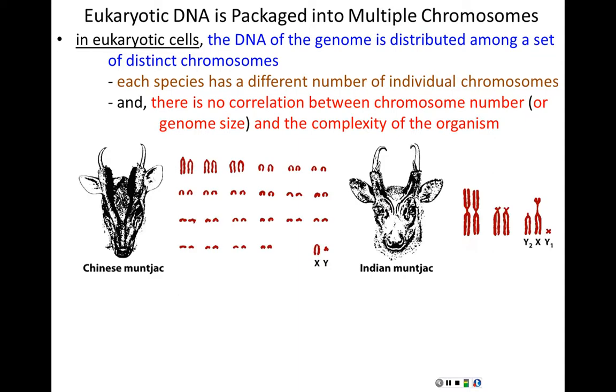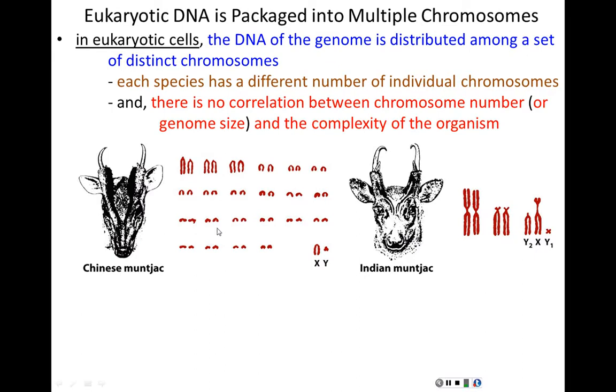We'll highlight that in a number of different ways, but first we'll look at these muntjacs, if that's how you pronounce them. These are kind of like a deer-type, antelope-type thing that lives in China and in India. These two muntjacs are extremely related. They are closely related species to one another. They are similar in their morphology, in their appearance, in their behavior.